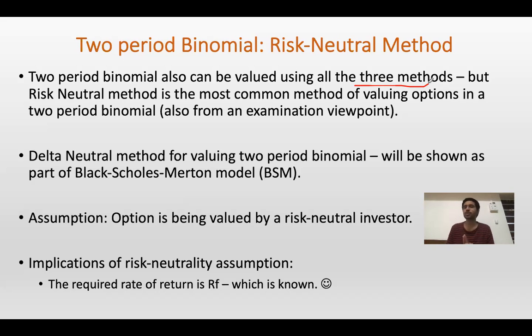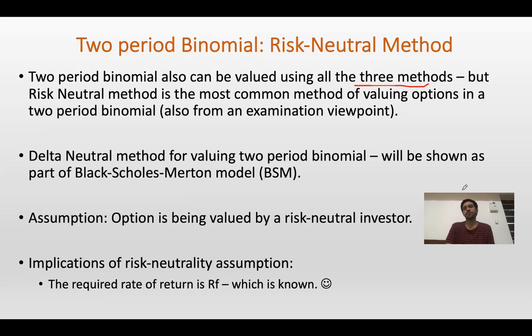But I will also show you delta neutral method, because one of the points that I will be showing you under the delta neutral method is going to be very relevant for us to interpret the Black-Scholes-Merton model. But I will not be showing you the delta neutral method after the risk neutral method. I will end 2-period binomial once we are done with risk neutral method. And when we step into Black-Scholes method, I will take a deviation over there and explain delta neutral method.